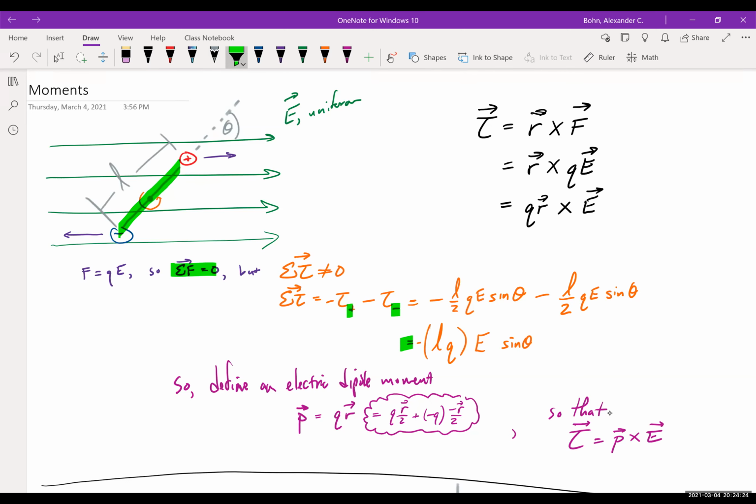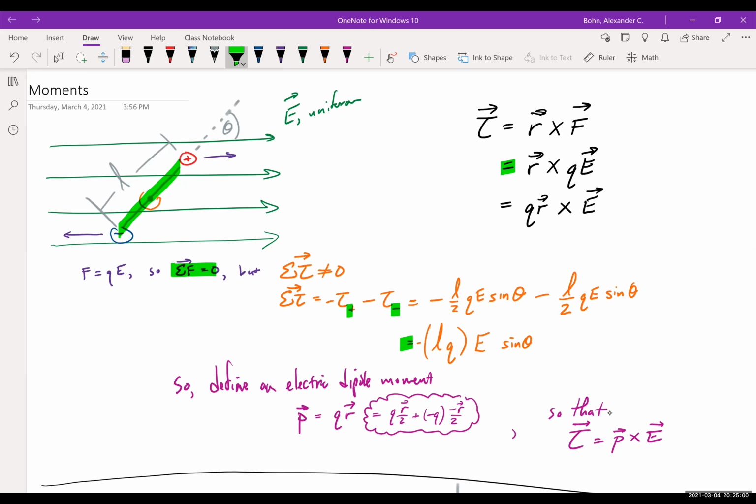Now, I look at that and I see a thing that has a magnitude: length, charge, electric field, sine theta. And that sine theta makes me think about cross products, which is no accident because it came from a cross product. But if we look at the cross product that it came from, the force, suppose we wrote it as QE. This is not really an equal sign.